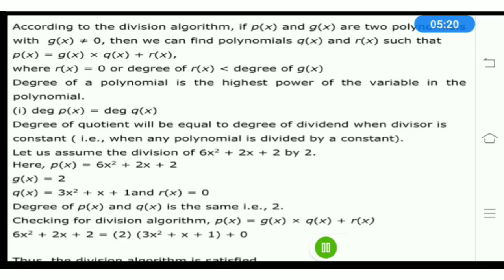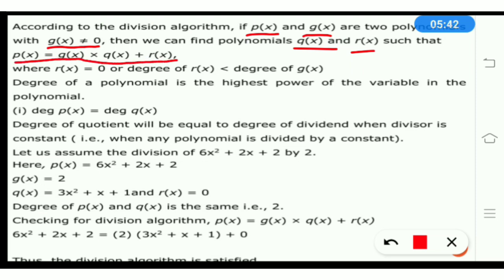We know that according to the division algorithm, if p of x and g of x are two polynomials with g of x not equal to 0, then we can find polynomials q of x and r of x such that p of x equals g of x into q of x plus r of x. This is the division algorithm, where r of x equals 0 or degree of r of x is less than degree of g of x. Clear? Now the degree of a polynomial is the highest power of the variable in the polynomial. Clear? So this is the division algorithm.